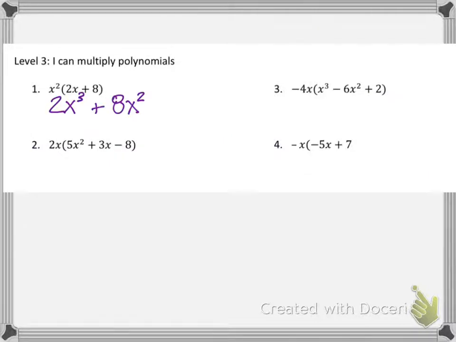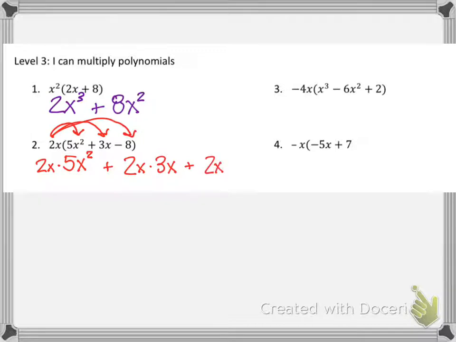I'm going to do the same thing for number 2. I'm going to multiply 2x times 5x squared. And then I'm going to multiply 2x times 3x. And I'm going to multiply my last one, 2x times negative 8. So I have those three separate pieces.